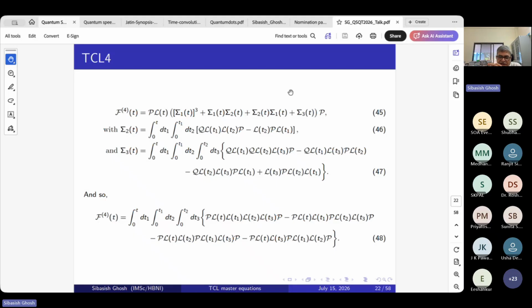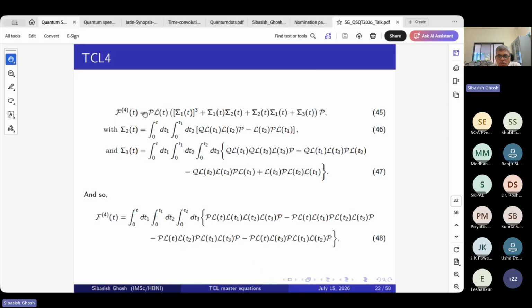We will see that there are cases where higher order TCL can give divergent dynamics. So therefore, this way of achieving intermediate coupling or strong coupling through higher order TCL is not a good idea. Okay, but when the coupling is weak, this works quite well. And that also we will see.